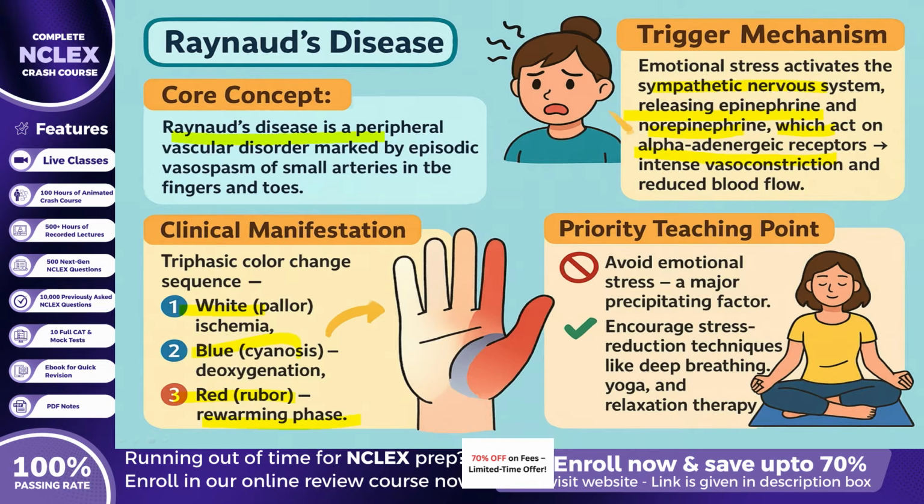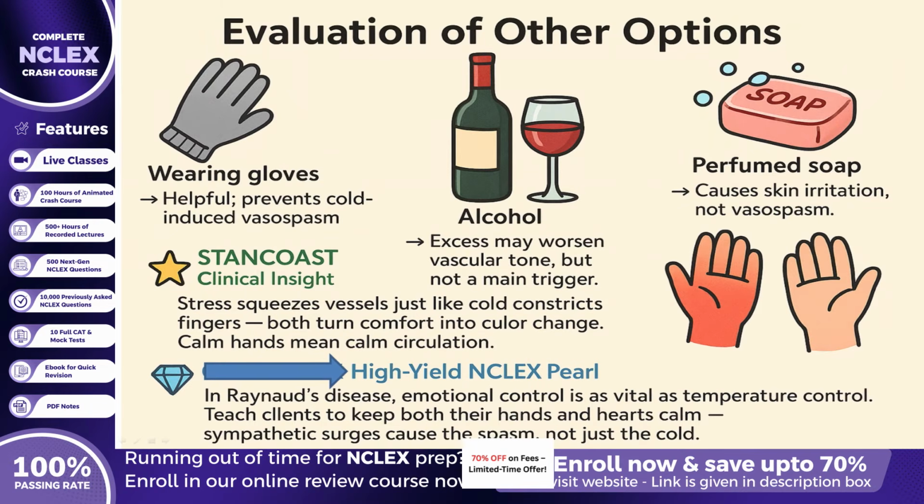Looking closer at the alternatives, option A, wearing gloves during cold weather, is actually beneficial and recommended because insulated gloves help maintain warmth, prevent vasospasm, and improve circulation. Option C, drinking alcoholic beverages, may cause rebound vasoconstriction after initial vasodilation if consumed in excess, but moderate consumption is not a common trigger for Raynaud's attacks.